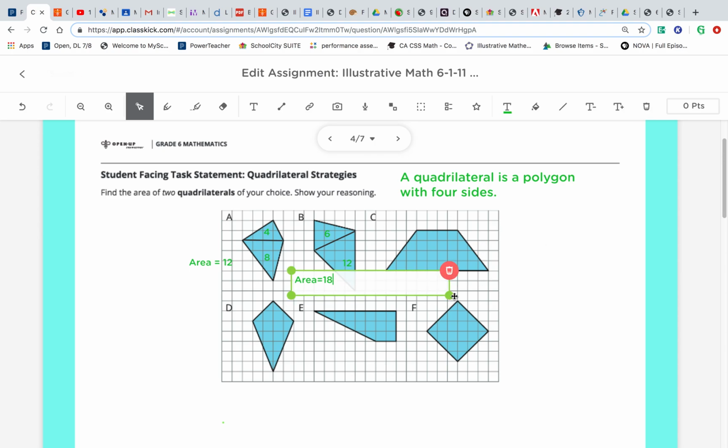Okay, now for the next figure, for C. This one could be kind of tricky. What can we do here? Well, there's a couple different things that we can do. So something that I haven't done is break it apart into 3 figures. So this is one thing that we can do.